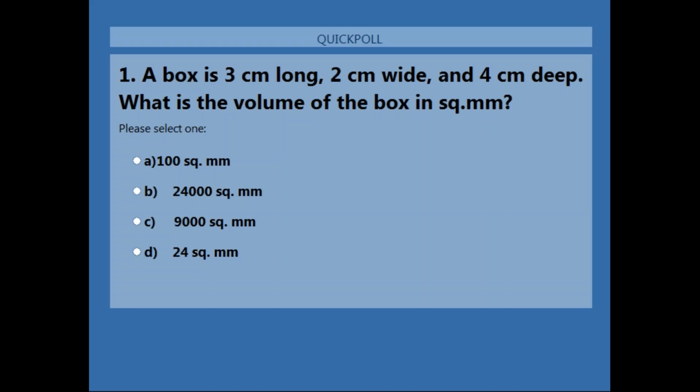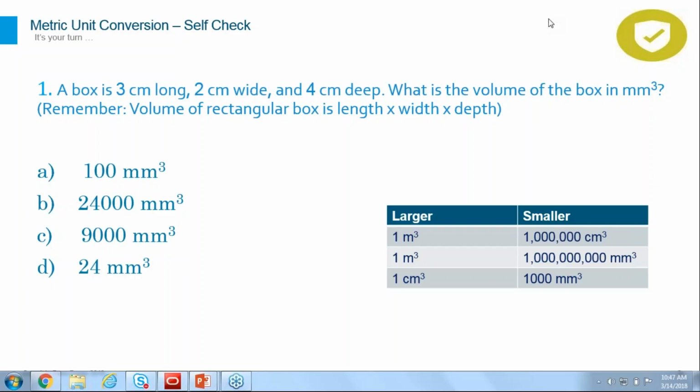Okay, let's then do the question together and look at the right answer and why it is the right answer. So now again, it's a box. We have the dimensions in centimeters, and remember, they are giving us the dimensions in centimeters, not centimeters squared or square centimeters, because they are simply giving us the length of each side. Our job is to find the volume in a different unit.